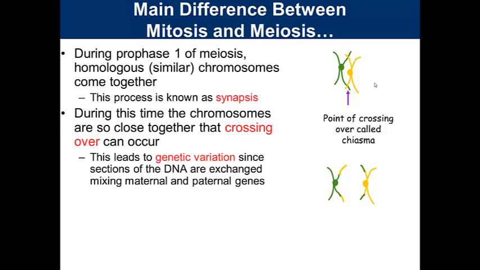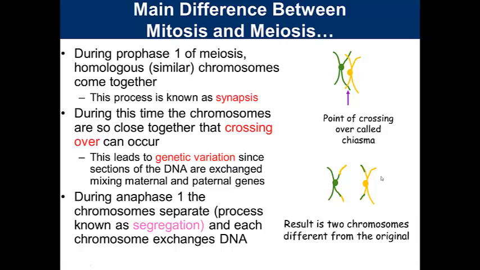This leads to genetic variation since sections of DNA are exchanged, resulting in the mixing of maternal and paternal genes. The result is two chromosomes that are different from the original. So you have bits of yellow in the green and bits of green in the yellow. During anaphase 1, the chromosomes are separated in a process known as segregation, and each chromosome exchanges DNA.